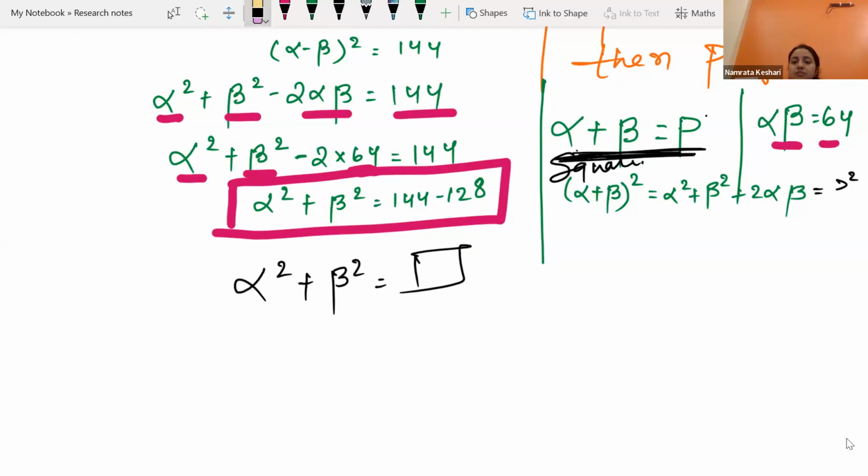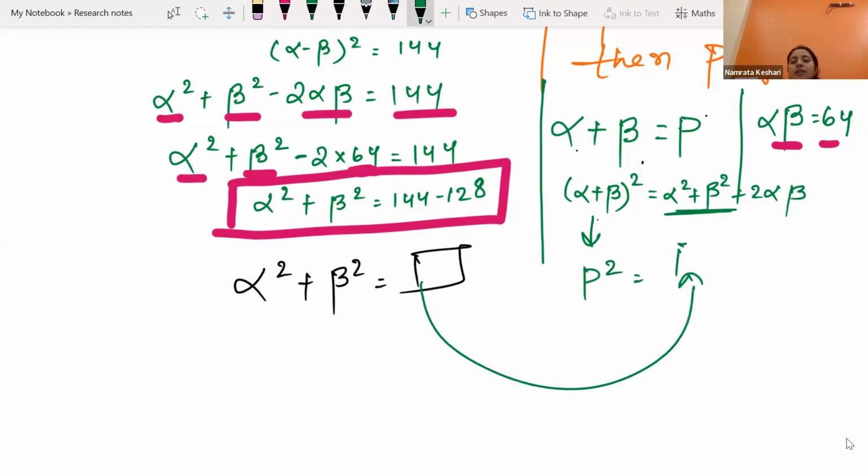Or at first we can just write alpha plus beta whole square formula by ourselves, right? And then we can substitute everything. We will say alpha plus beta means P. Okay, alpha square plus beta square means the value which we have obtained, and 2 alpha beta means plus 2 into 64, and from here we are getting the value of P, right? Everyone, are you getting it? Okay, this is how we'll be doing. See, I'm not finding the numbers because now just calculation is left. Okay, please do it by yourself.